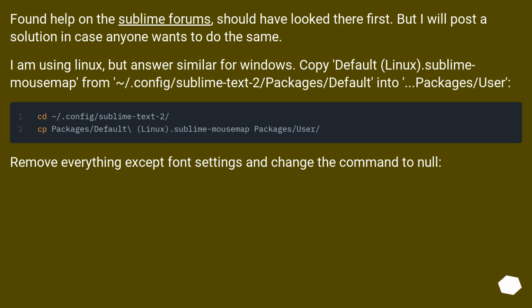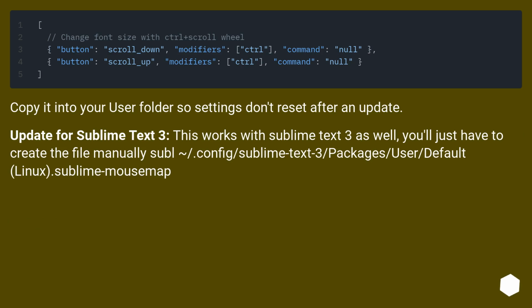Copy Default (Linux).sublime-mouse-map from /config/sublime-text/packages/default/ into .packages/user. Remove everything except the font settings and change the command to null. Copy it into your user folder so settings don't reset after an update.